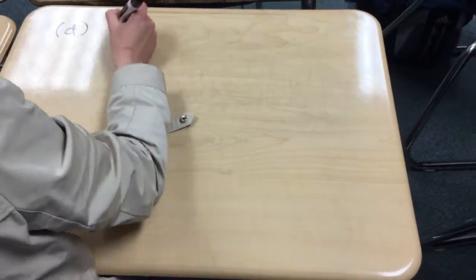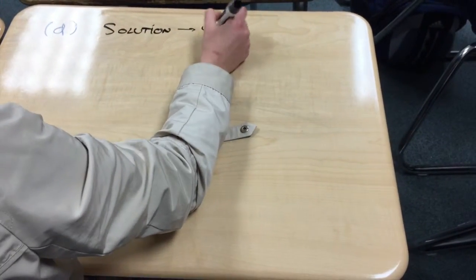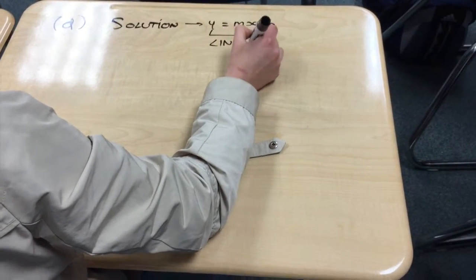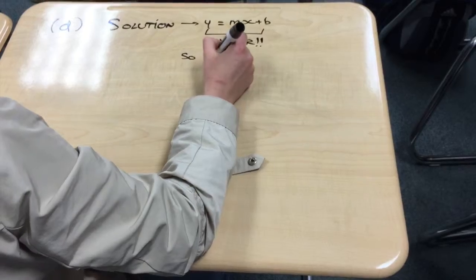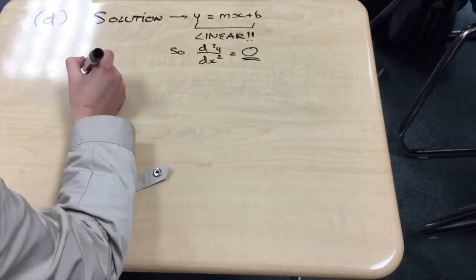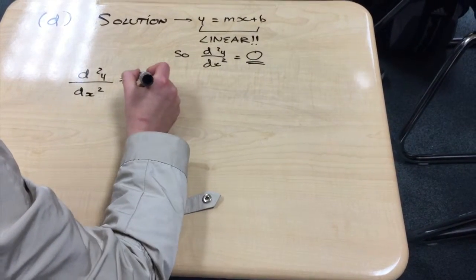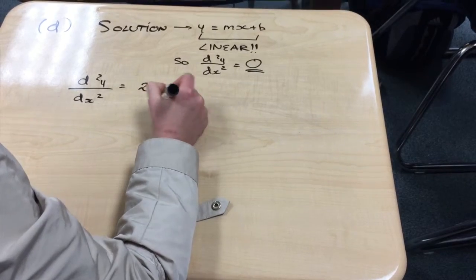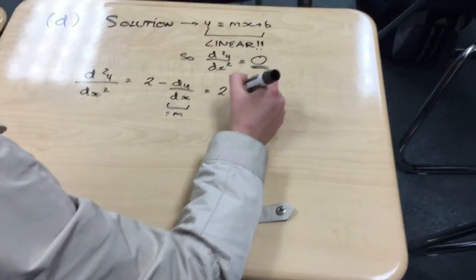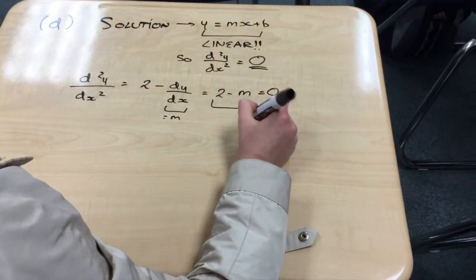And finally, part D. Hopefully it won't go downhill from here. It gave us the solution as y equals mx plus b, which is linear. Since it's linear, if we take the second derivative, we should get 0. So let's set it up. The second derivative from part A equals 2 minus dy/dx, which is also equal to 2 minus m, and that is equal to 0. If we solve this, we should get m equals 2.